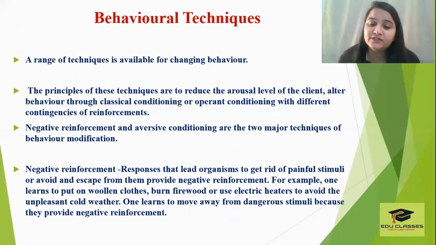Now, some of the behavioral techniques which are available for changing behavior are, the principles of these techniques are to reduce the arousal level of the client, alter behavior through classical conditioning or operant conditioning with different contingency of reinforcement. Basically, जितनी भी techniques available हैं behavior techniques में, उन सबका पहला जो गोल होता है that is to reduce the arousal level of the client. For example, if the client is very anxious, so we are aiming to reduce the anxiety level, right? And change behavior through either classical conditioning or operant conditioning, right? I am sure by now, because we've covered these chapters, so everybody is very familiar with what is classical conditioning and what is operant conditioning.